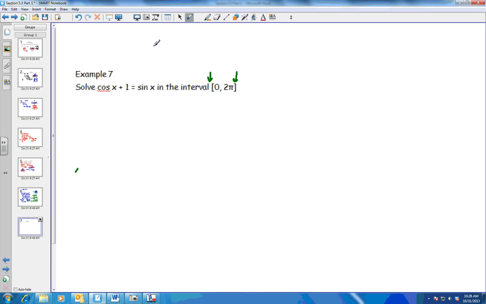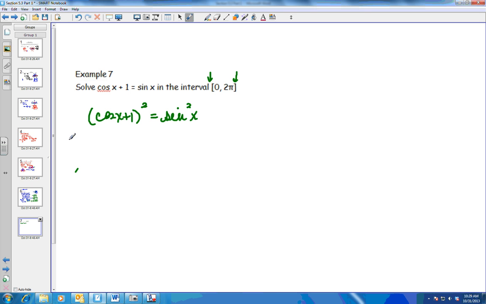So on this problem, this is a special type of problem, and when you have these on your assignment, I'll kind of tell you what you need to do. I'm going to square both sides. So here's what it's going to look like. Cosine x plus 1 quantity squared equals sine squared x.